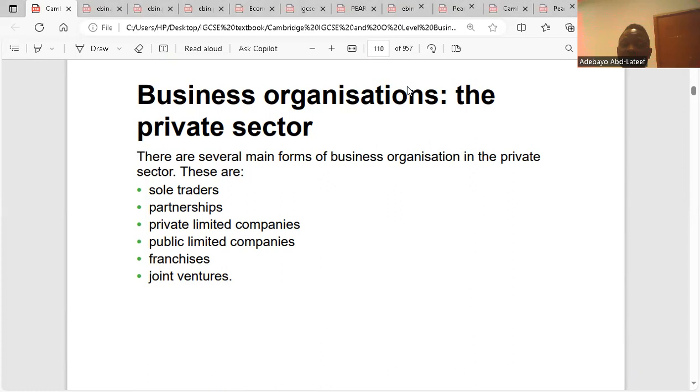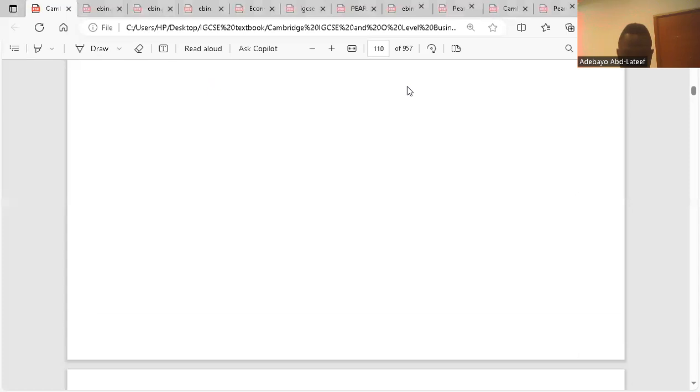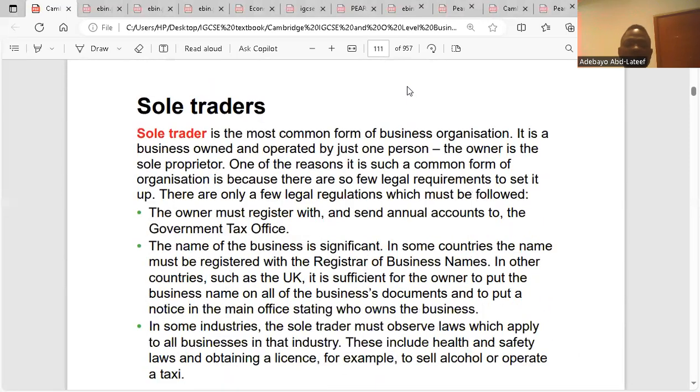There are several main forms of business organizations in the private sector, and they are: the sole trader, the partnership, private limited companies, public limited companies, franchises, and joint ventures. So we're starting with sole traders. Sole trader is the most common form of business organization. It is a business owned and operated by just one person. The owner is the sole proprietor.